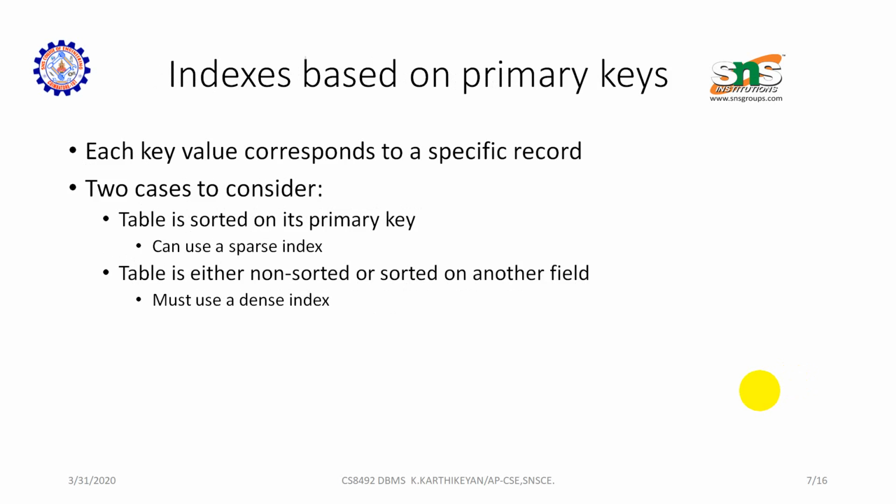Next, index based on primary key. For example, each key value corresponds to a specific record. There are two cases to consider. One is the table is sorted on the primary key. The other is the table is either non-sorted or sorted on another field. Based on the first one, we have a sparse index. The second one is a dense index.